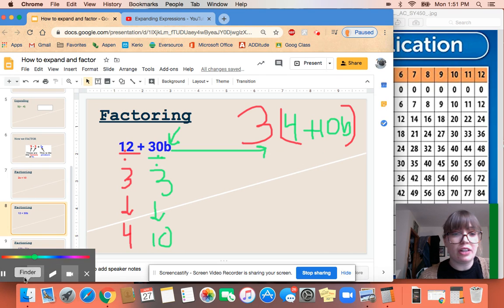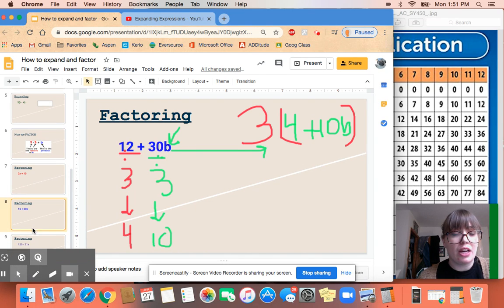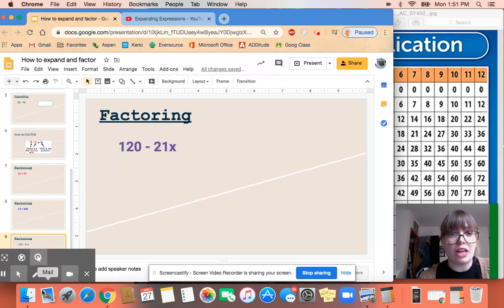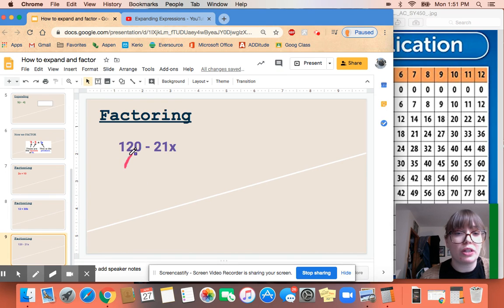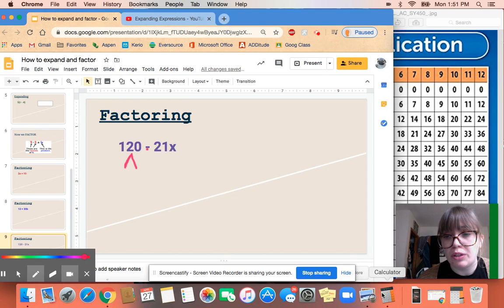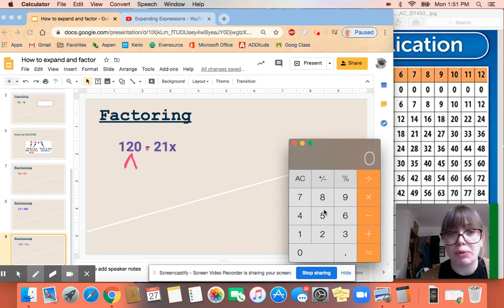Let's do one more together, guys. You're doing great staying with me. Here's our last one. 120 minus 21x. Don't be freaked out because we have lots of tools to support us. All right, 120. Whenever something ends in a 0, I know I can divide it by 10. That's a good trick to know if you don't. Anything that ends in 0 can be divided by 10. So if you're not sure, you can use your multiplication table or you can just use a calculator.